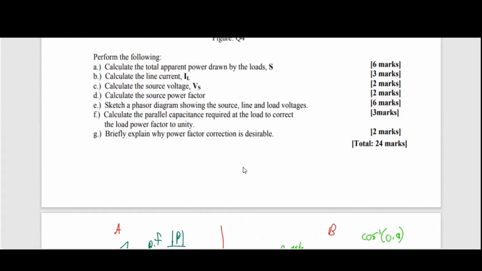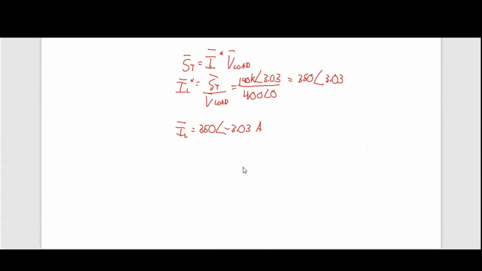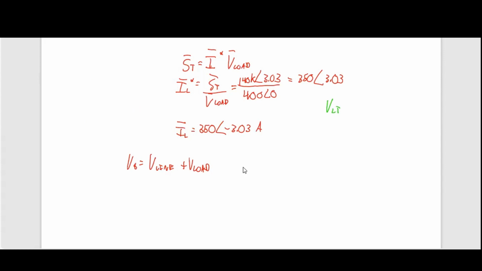But they try to catch you with this one. They didn't ask you to calculate V line here. You see how they catch you? To calculate V source is the same equation, right? V source will just equal V line plus V load. The equation never changes. We have V load already, it's 400, right? But we don't have V line, but we can get V line because we know the equation. V line is just equal to I line multiplied by Z line. We know I line is 350 angle minus 3.03.